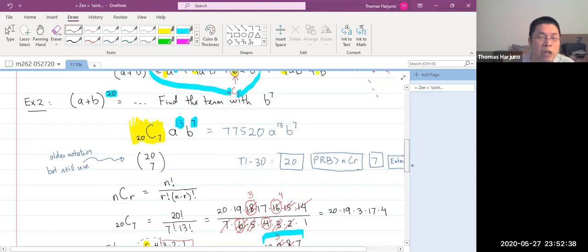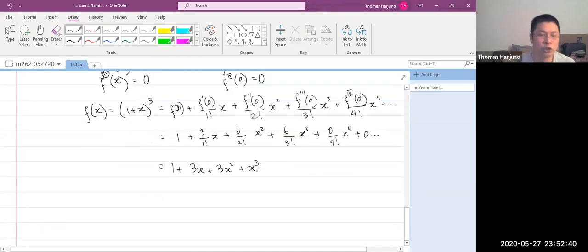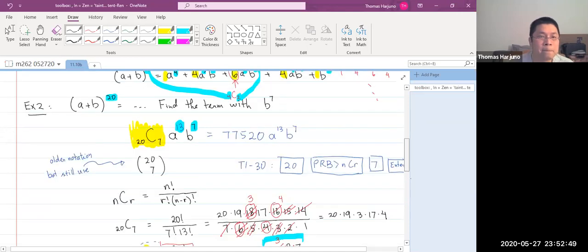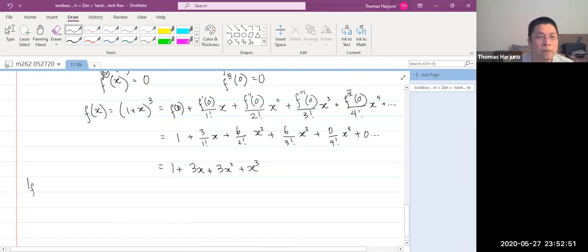Now the thing is, what happens if the exponent is a negative integer? If the exponent is a negative integer, clearly there is no Pascal triangle for that.